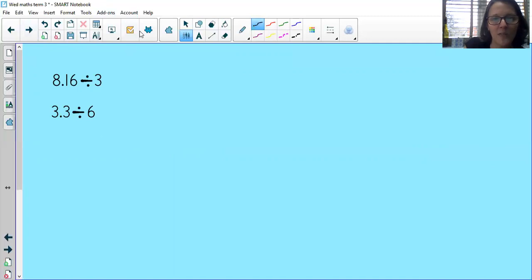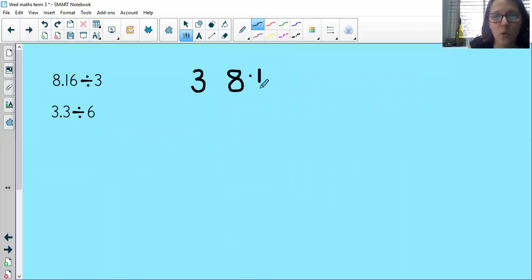Now, we'll start with this one. And again, I do apologise for my writing. I don't find it very easy on this little computer pad, but I'll do my best. So, how many times does 3 go into 8.16?